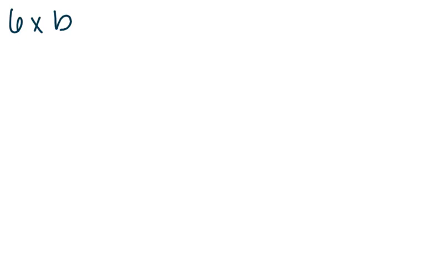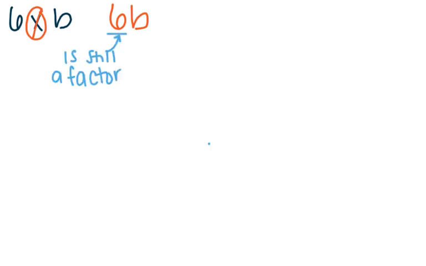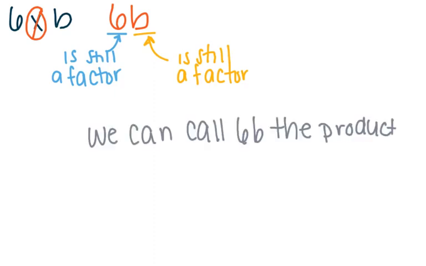Well, we're going to start by taking out the multiplication sign. We don't want that. So this is now going to become 6b. And that means the exact same thing. You're still multiplying 6 times b. We just no longer have the multiplication symbol. 6 is still going to be a coefficient and a factor. And b is still going to be a variable and a factor. And lastly, we can call 6b the product.